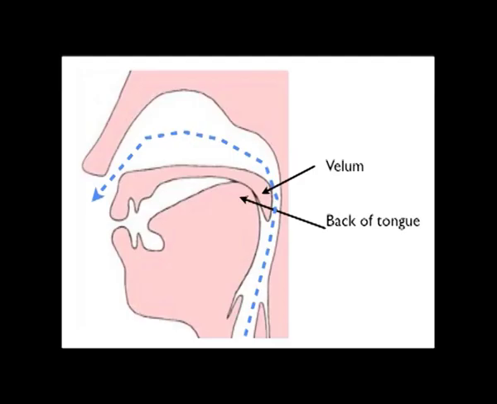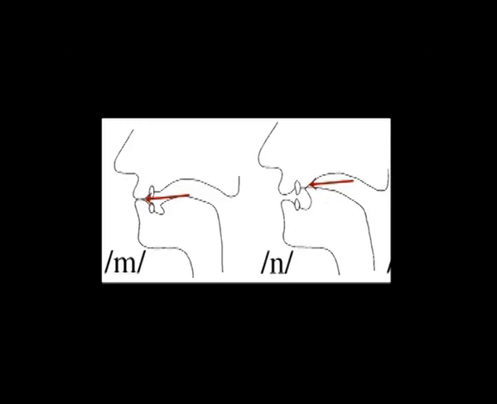Then the next status of the soft palate is when it is lowered. When the soft palate is lowered, there are two possibilities. First, it can produce nasal sounds, where the mouth cavity is completely blocked and the air passes through the nose only. So, we have sounds like m and n in English that are nasal, during the production of which the air passes through the nose only.